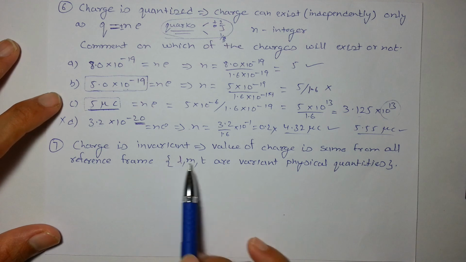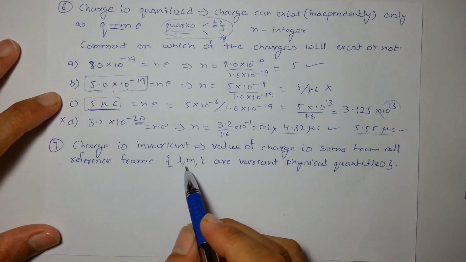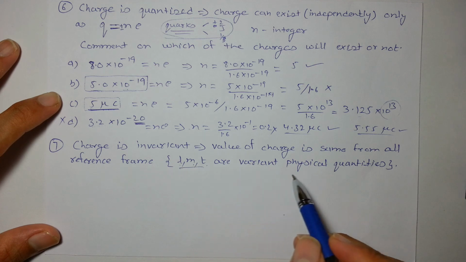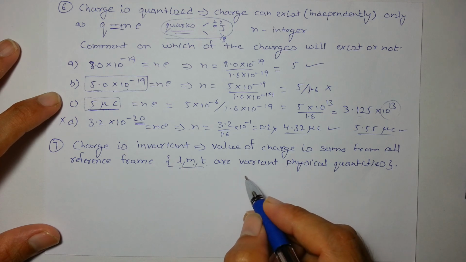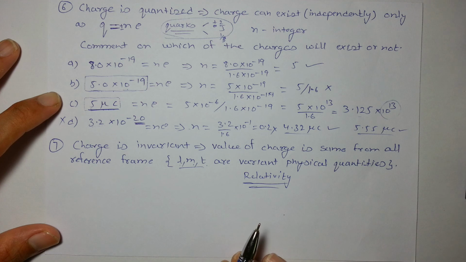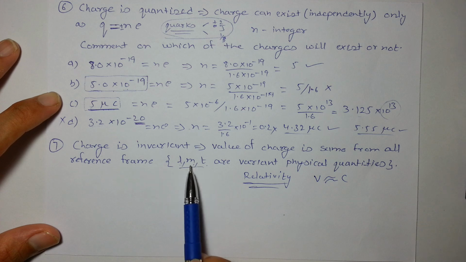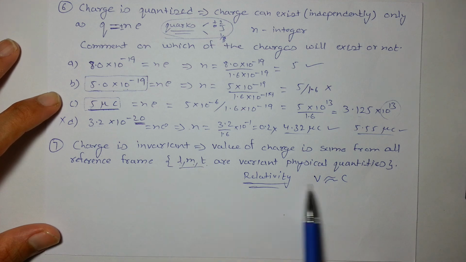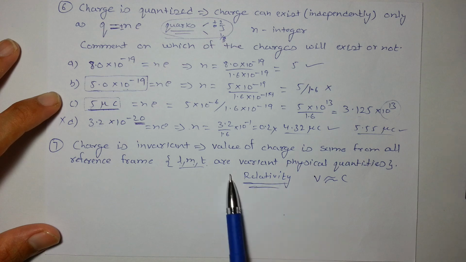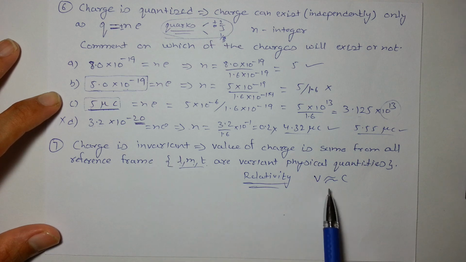Charge is invariant, meaning the value of charge is the same from all reference frames, whether the frame is moving with a very large speed or small speed. For your information, length, mass and time are variant physical quantities as per relativity. If you run very fast, with velocity comparable to c, the length will contract, mass will increase, and time will slow down. These are observations from relativity, which is not part of this discussion, but charge will remain the same even if you are moving with a very high speed. Okay, thank you.